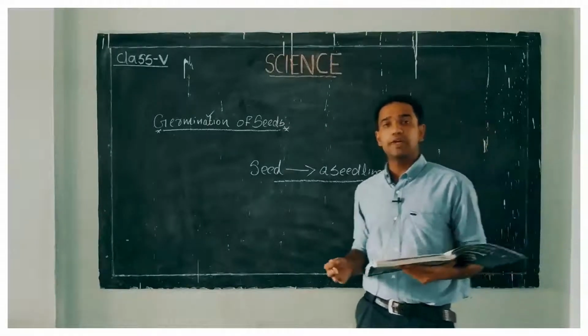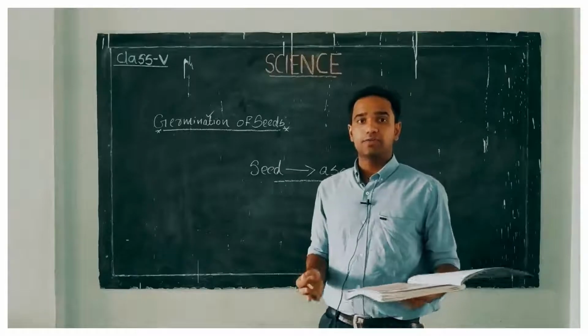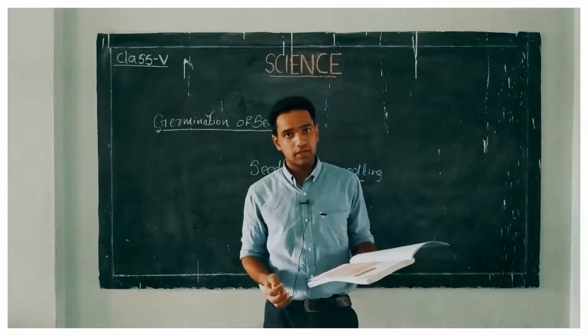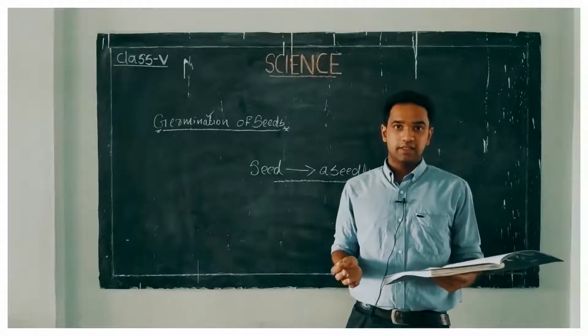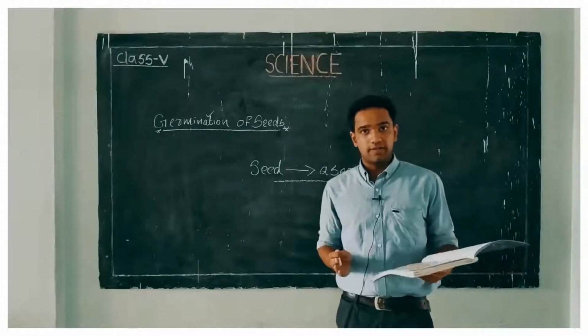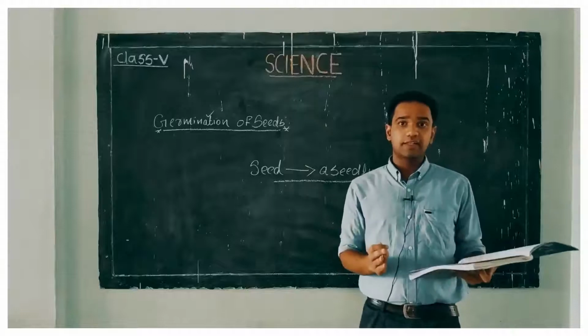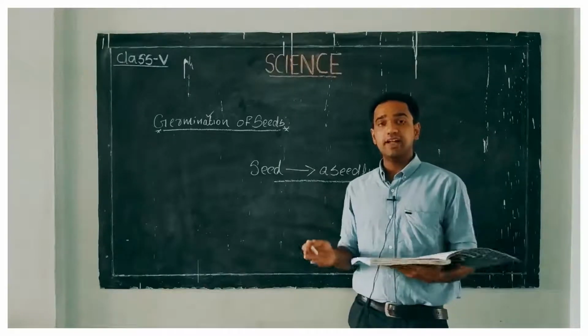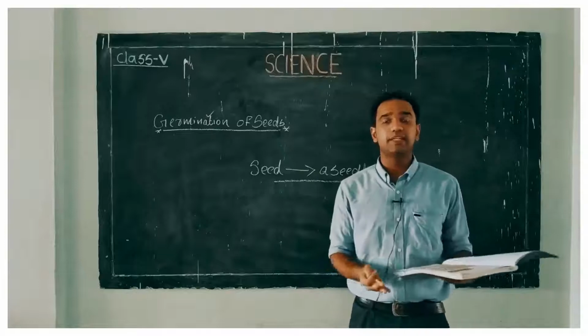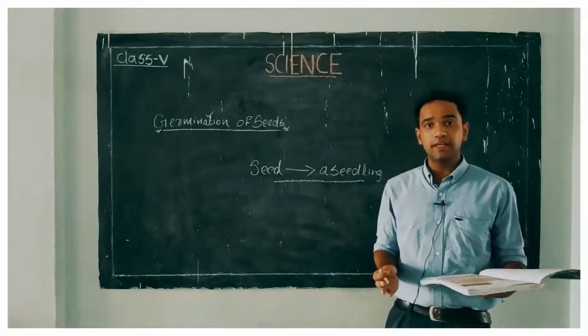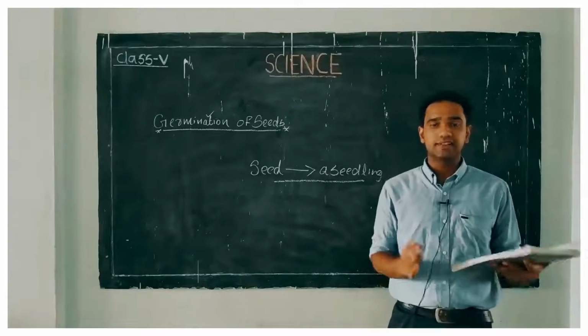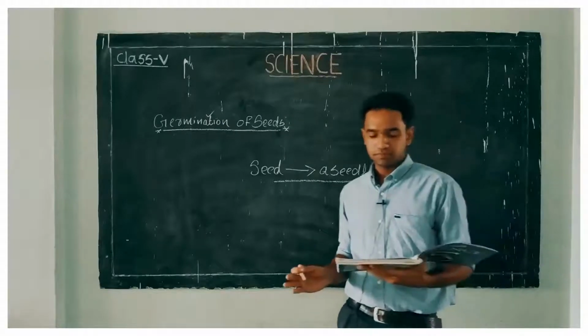What are the observations we can make from these? What about bowl 1? In bowl 1, we will get enough water and air, but sunlight is not there because it is kept in a dark and cool place. Clear? So is germination possible there? No. Why? Because sunlight is not there.